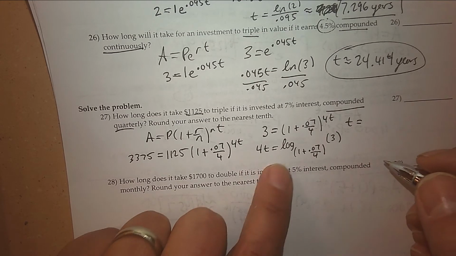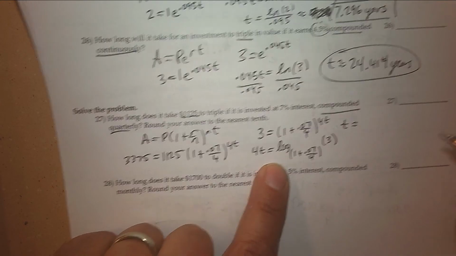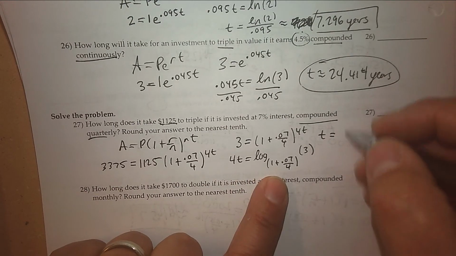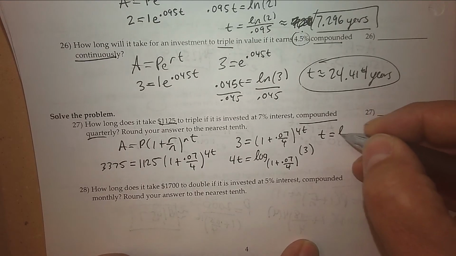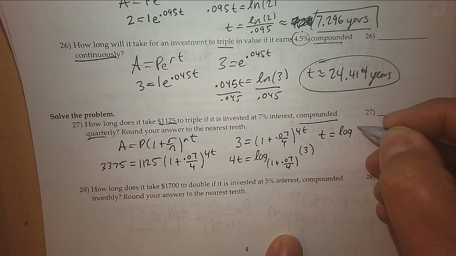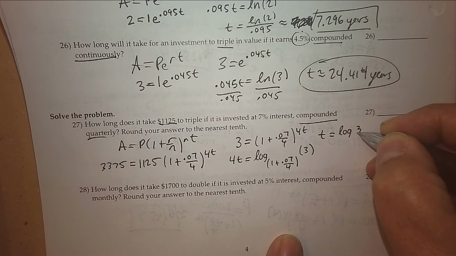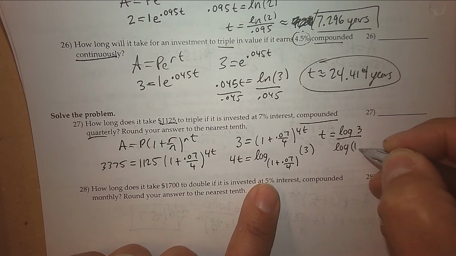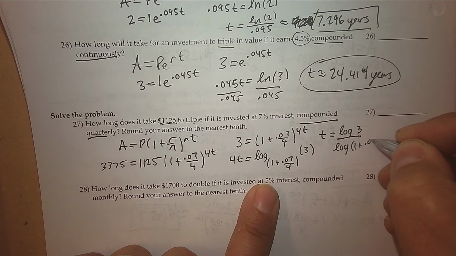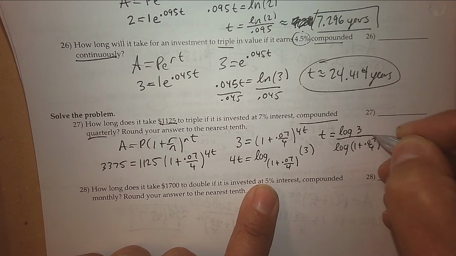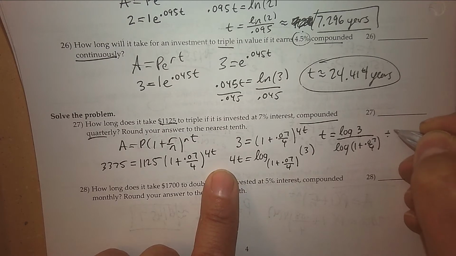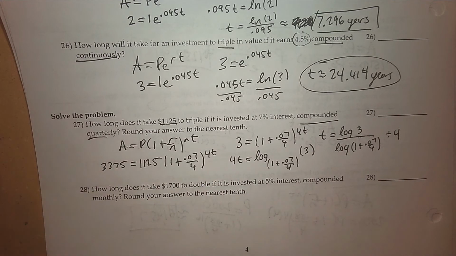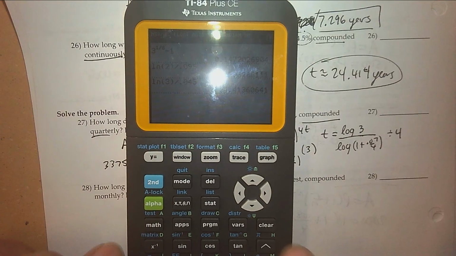So ultimately, to put this in my calculator, I need to change the base. It can't be that base, so I'm going to change it to a common logarithm. I'm going to go log of what's inside divided by the log of the base. And then I take that answer divided by 4 to get t by itself. So that's what I'm going to put in the calculator.